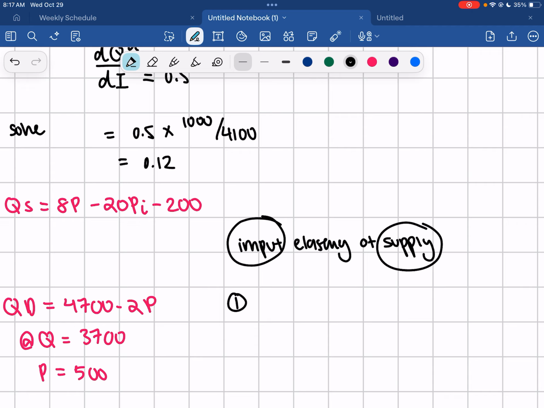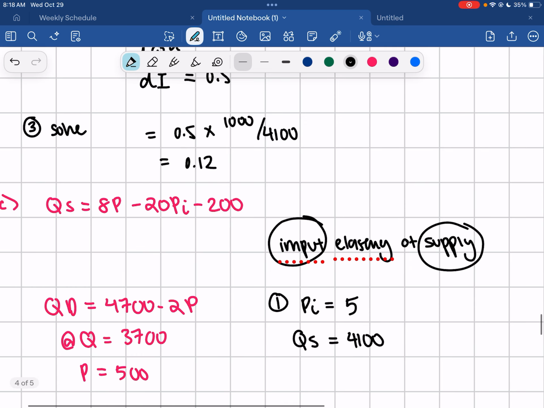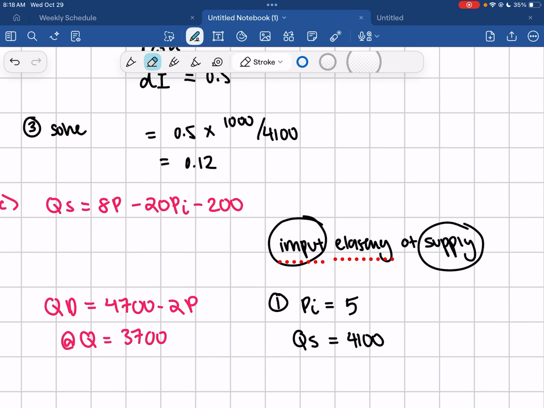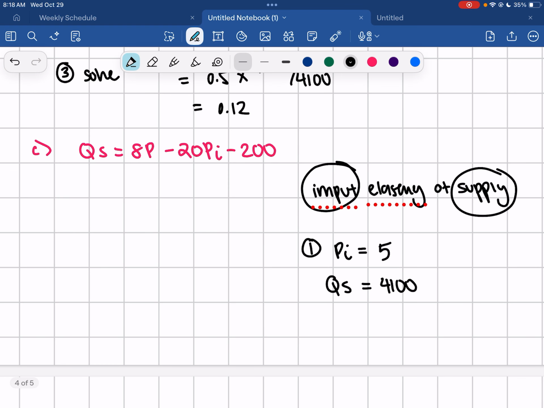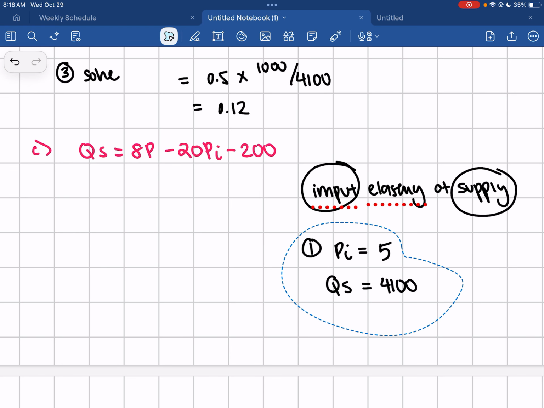So what is our input here? That is PI, and that is given to us in the question. PI is equal to $5. That's the input price. And then we're looking at QS, supply, and that'll be 100 because they said that's the equilibrium price. I don't know why this is here. Ignore. All right, so we'll be looking at that. Let me just rearrange this for you.